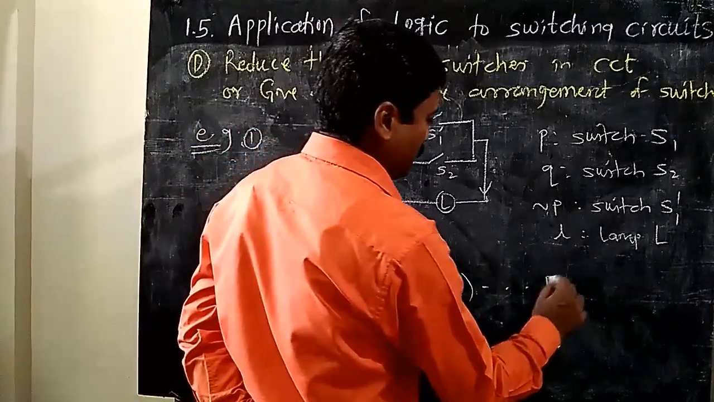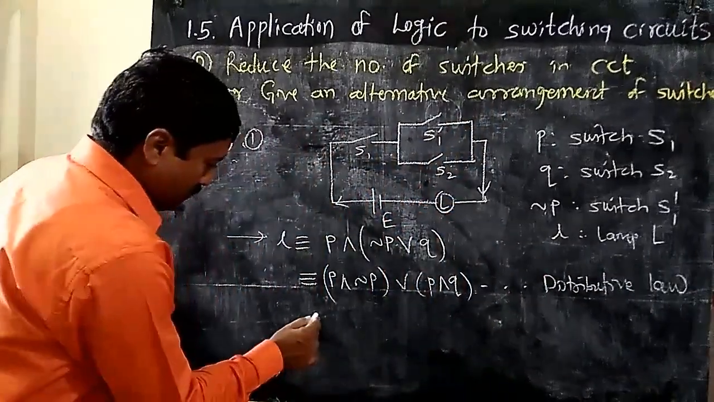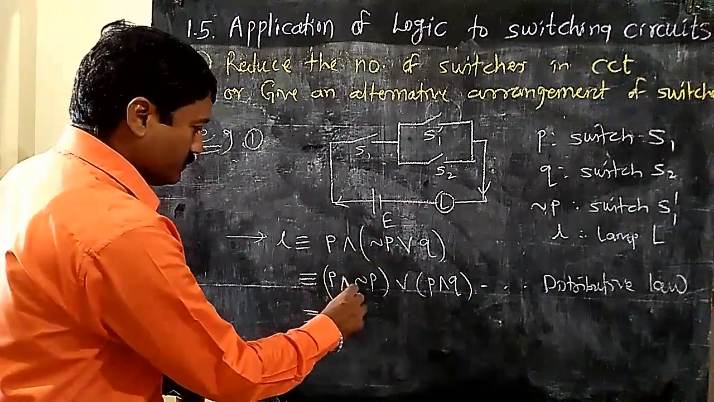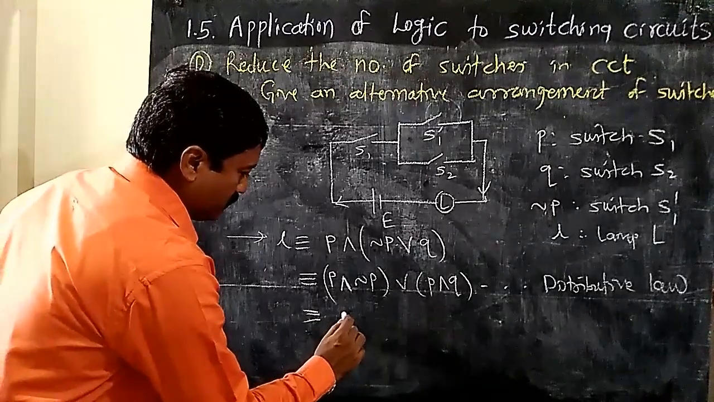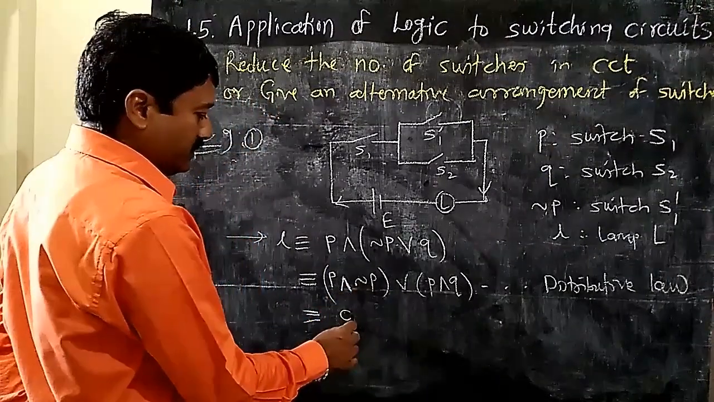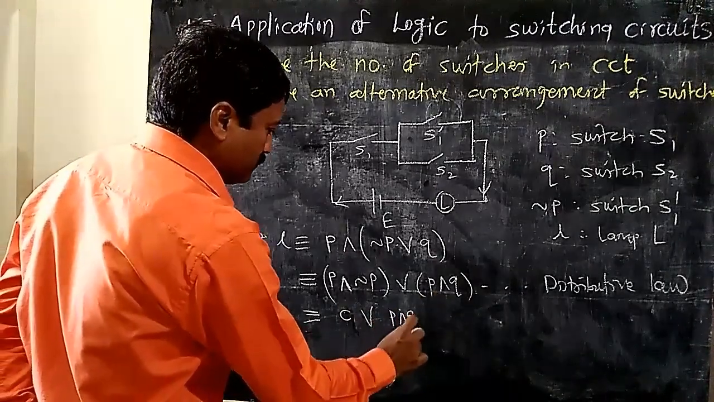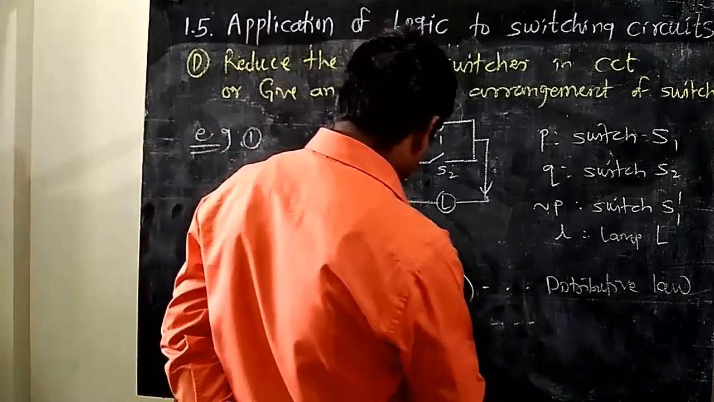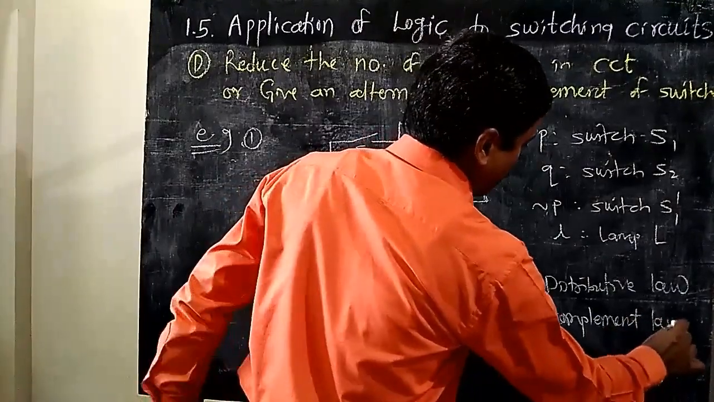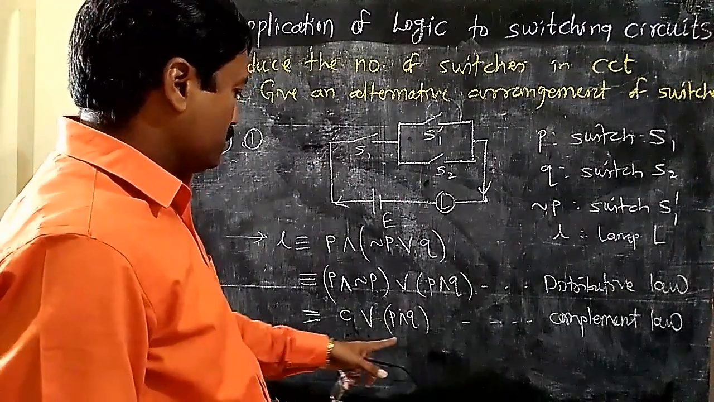This is by the distributive law. In the next step, P and negation P is always a contradiction. So by the complement law, we get P and negation P, that is contradiction C or false, or P and Q. This is by the complement law. Okay, so this is a contradiction and its disjunction with P and Q.